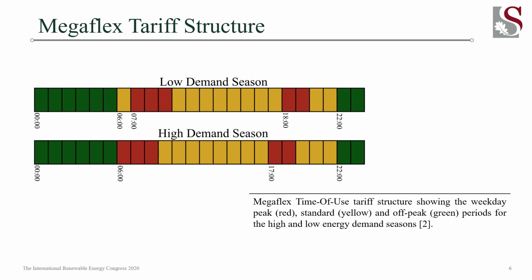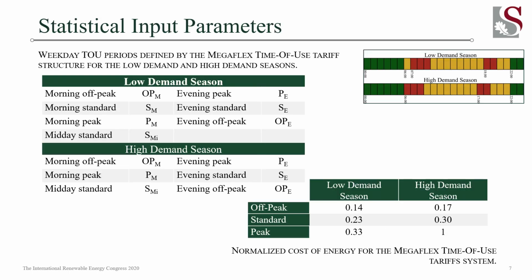Now, these two tariff profiles for the low demand and high demand season will be the basis of the statistical input layer for the clustering of this wind resource dataset. Let's define the statistical input parameters. So the first table summarizes the weekly time of use periods defined by the Megaflex time of use tariff structure. Now, as we can see, these 7 periods in the low demand season and the 6 periods in the high demand season represent the green, yellow, and red blocks shown in the previous slide.